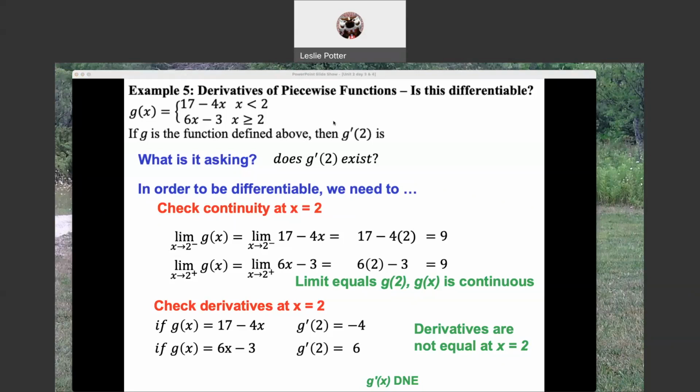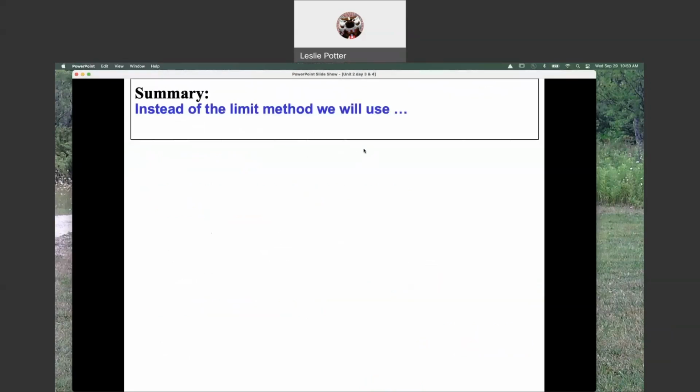Am I going too fast? I know there's a lot of notation there. We're good? Okay. Instead of the limit method, we use what? Give me something to use. Power rule. There's one other one. Constant rule. That's really kind of a special situation of the power rule. So we're going to stick to those two rules, constant and power. There's other rules. We'll learn those later.